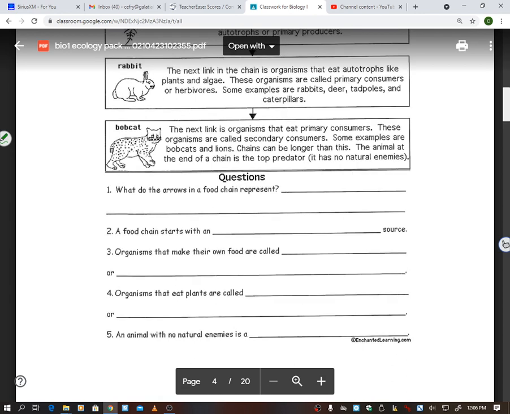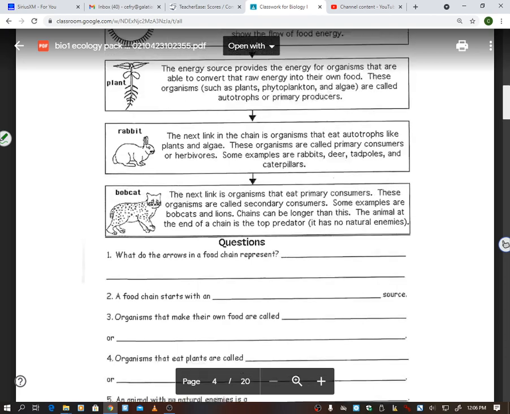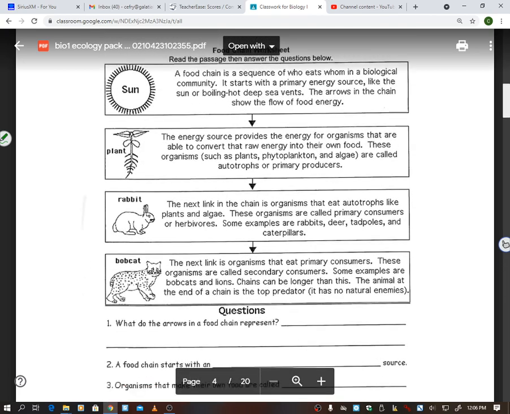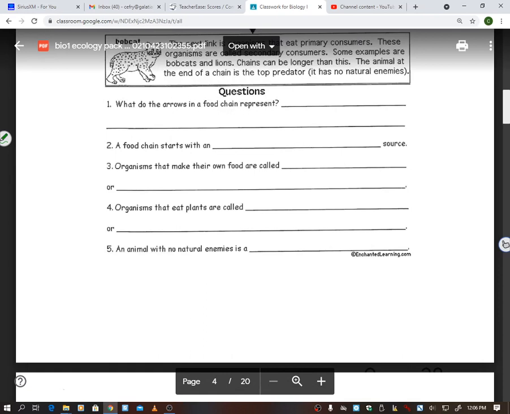Here, what do the arrows in a food chain represent? They are representing energy flow. I cannot say that enough. They're representing energy flow. A food chain starts with, I don't know how they want to word that, a primary energy source is what they want there. Primary energy source, the sun.